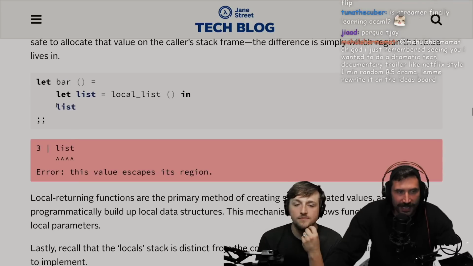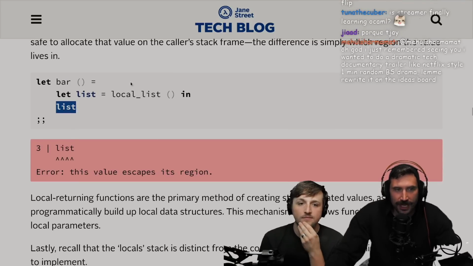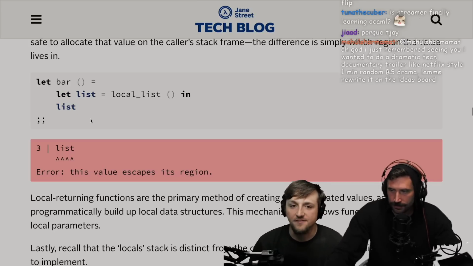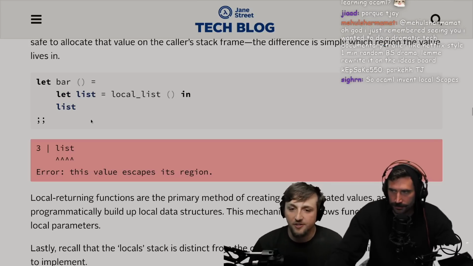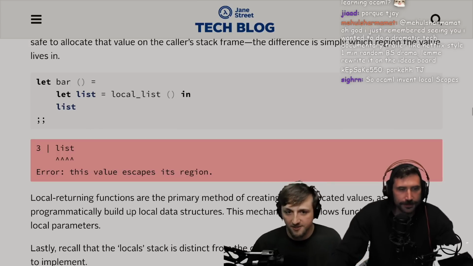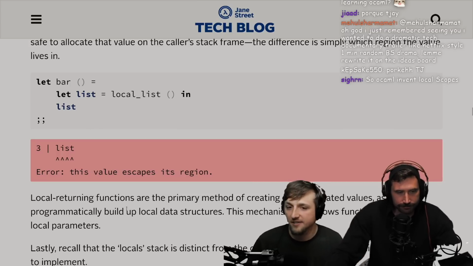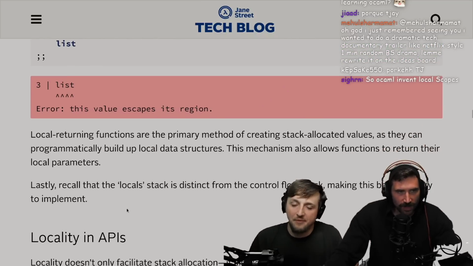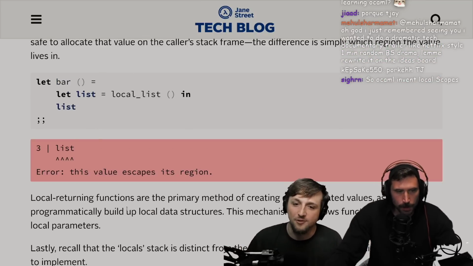So they could do exclave list, which would then make it live to this level. If they did exclave list at the end of this, then bar would return a local list, which is legal. You can return it. It would be up to whatever the callers of bar are doing to make sure that they don't violate the promise of what it means to be a local list. And by up to them, I mean the compiler will tell them if they fail to do that. Okay, that's good to know.